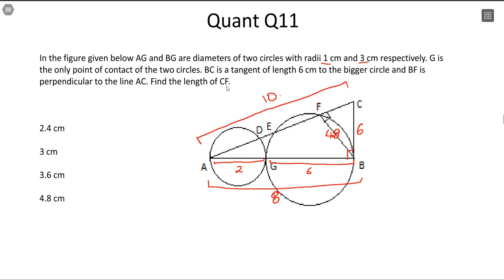Find the length of CF. This is 6. This is 4.8. This would necessarily be 3.6. The answer to the question is option C, option 3. I'm not saying if you are not familiar with Pythagorean triplets, you cannot reach an answer here, but it will take you much more time than other people who would be doing it quickly by the Pythagorean triplet route.